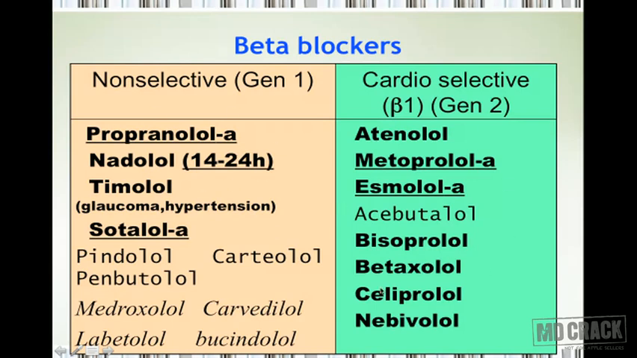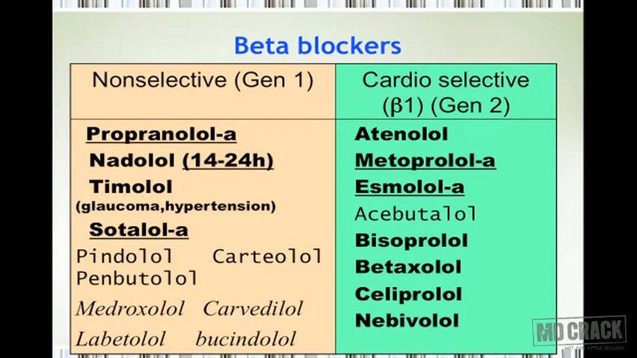Amongst the beta blockers which have been shown on this particular slide, I have made some of the drugs in bold fonts. I'll read the ones which are in the bold fonts. Propranolol, nadolol, timolol, and sotalol on the non-selective side. Atenolol, metoprolol, esmolol, bisoprolol, betaxolol, celiprolol, and nebivolol on the right hand side. Why did I make it bold? I want you to remember that those drugs which have been written in bold letters are the ones which are most commonly used. So if you want to remember about the beta blockers, at least don't forget these ones which are most commonly used.